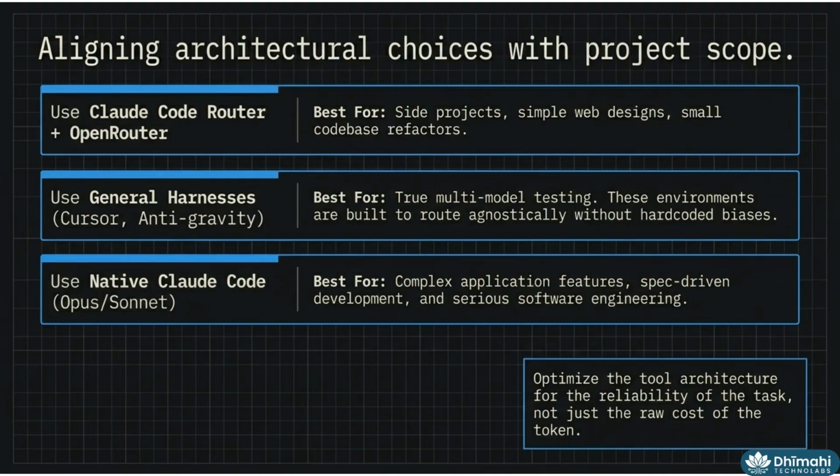Ultimately, align your architectural choices with the project scope. Use the Claude Code Router plus OpenRouter for side projects or simple refactors. Use native Claude Code for serious software engineering. Optimize the tool architecture for task reliability, not just the raw cost of the token.